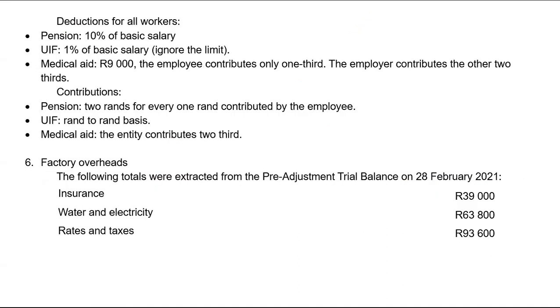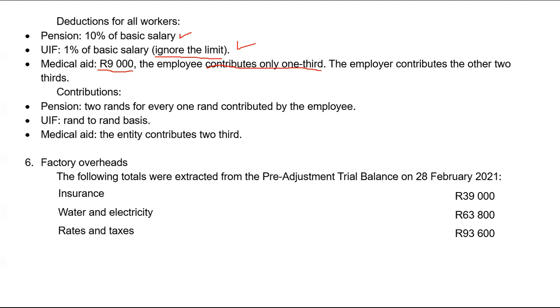Now we've got deductions of all workers. Pension is 10% of basic salary. UIF will be 1% of basic salary. They said ignore the limit, which is 177, I think, comma 12. So you ignore that limit. Medical aid will be 9,000. The employee contributes only 1/3.